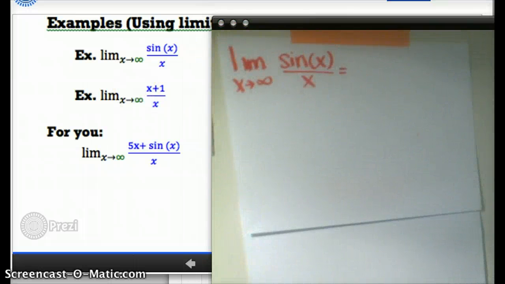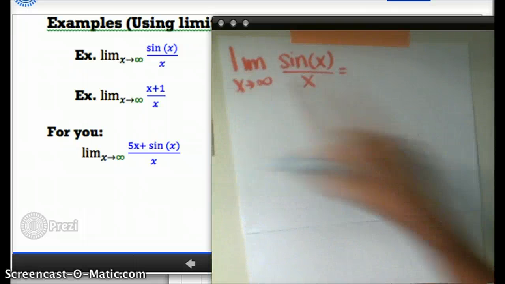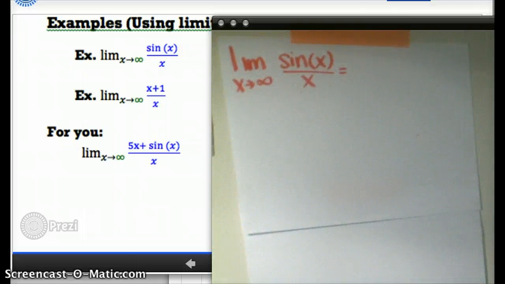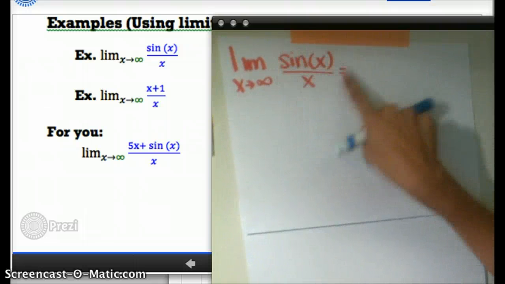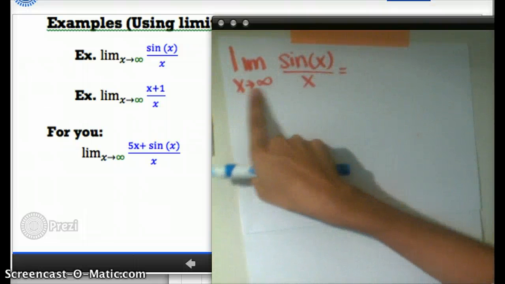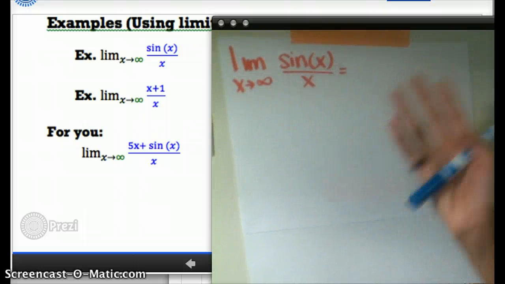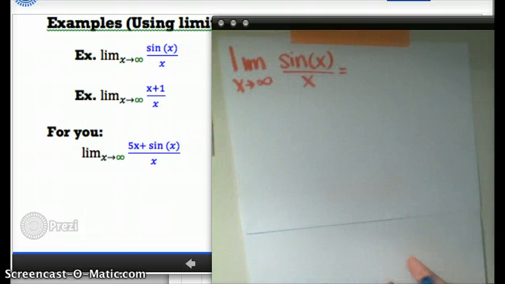All right, this is where it gets good. The limit as x approaches infinity of sine of x over x. Observe for a moment, we're wondering what happens to this graph when we go way, way, way out to the right-hand side. I have no idea what this graph looks like, so I can't answer that question. You may or may not have a calculator. Don't pull it out. Pretend like this is on a non-calculator free response section of the test. Let's see what we can do.